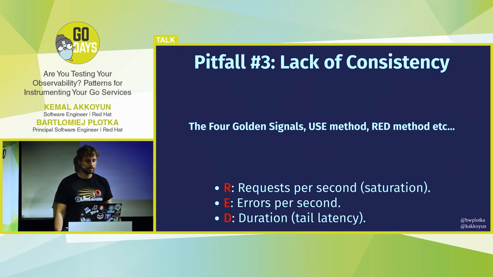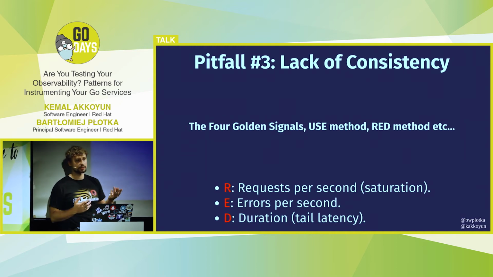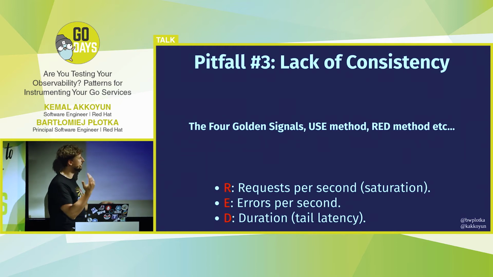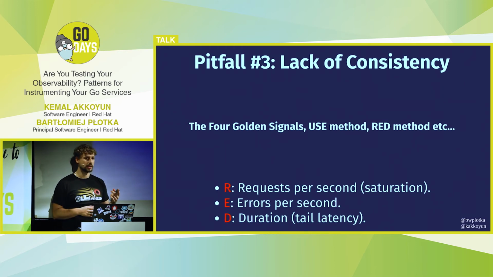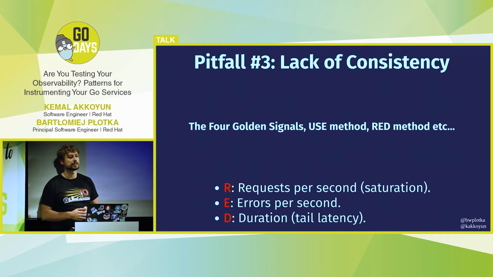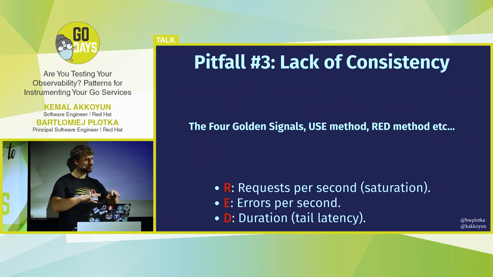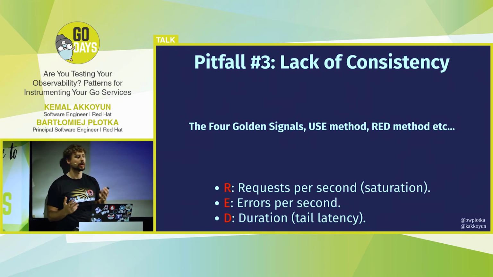So let's focus on one method, RED. R stands for requests per second. So what's the saturation of my load balancer, for example? E means how many errors per second I have. D is what's the tail latency of my application. So these are the 3 aspects that should be sufficient for understanding your application.